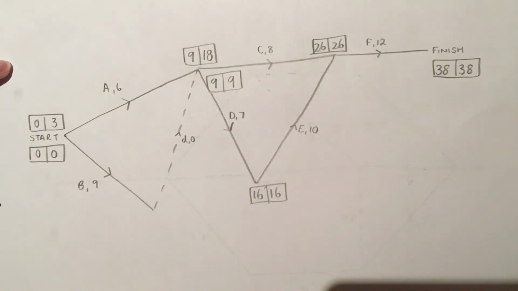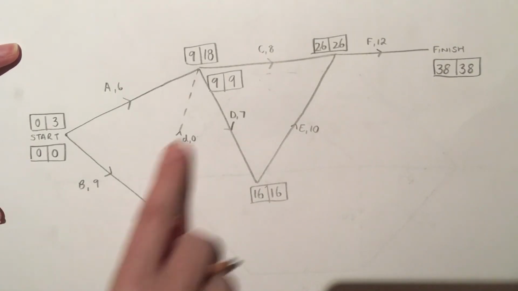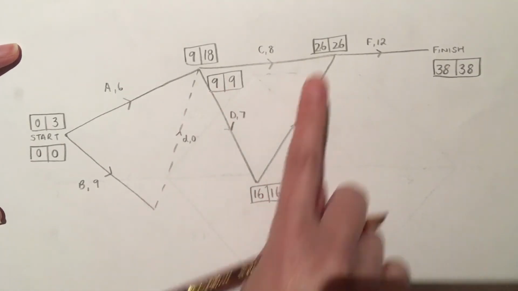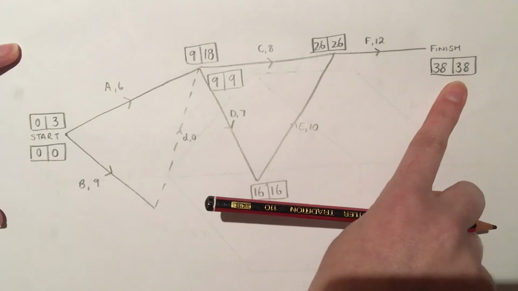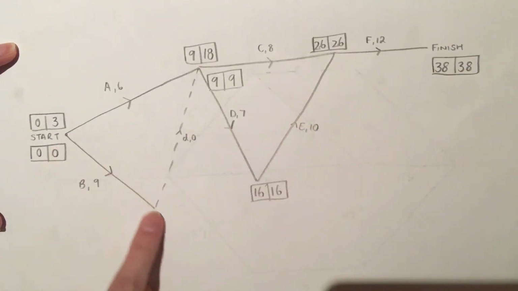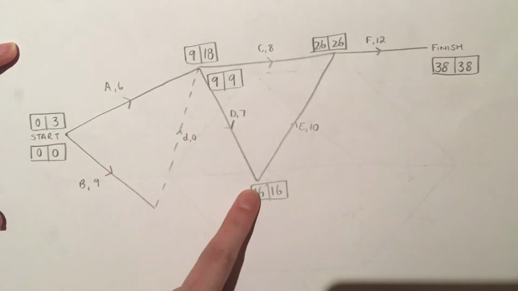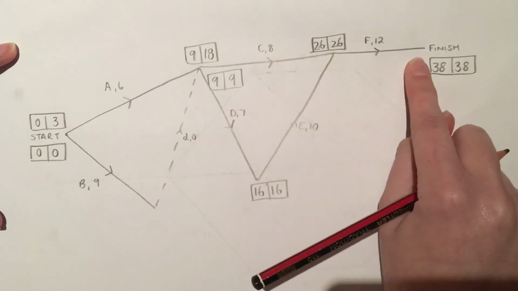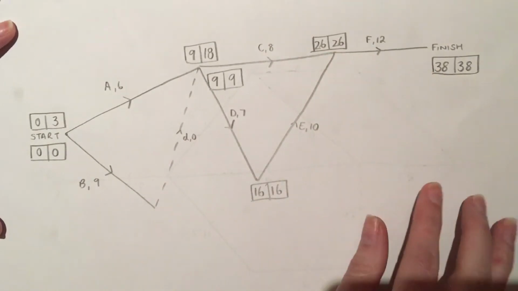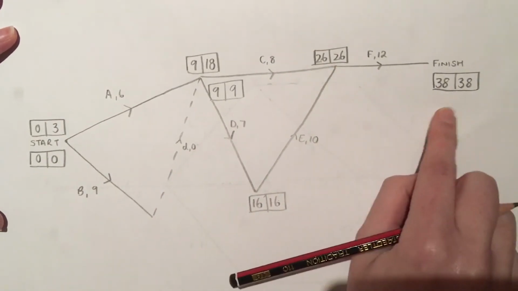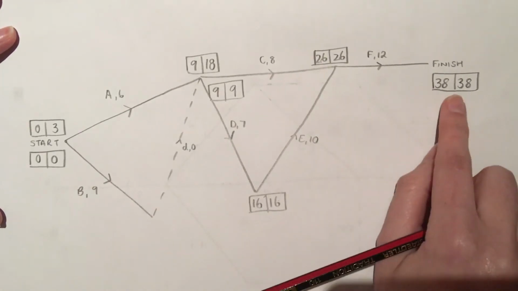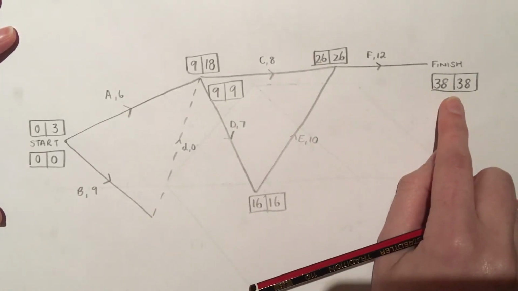So your critical path are the boxes with matching numbers. So 0, 0, 9, 9, 16, 16, 26, 26, 38, 38. So our critical path is B, D, E, F. So those jobs cannot be delayed or extended without altering that 38, let's call it days, 38-day minimum completion time.